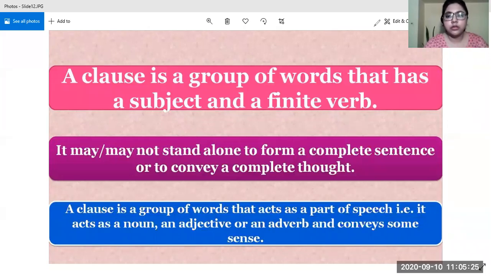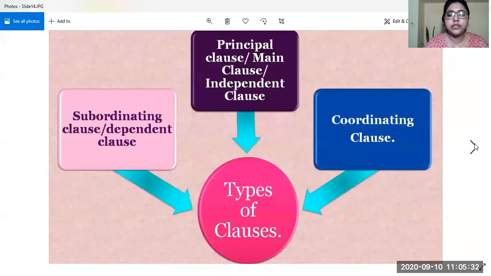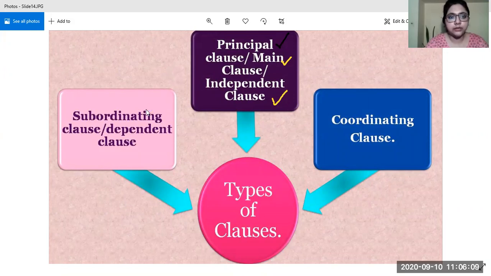Now, let us see the types of clauses. There are three types of clauses actually. Principal clause, which is also known as the main clause. This is also known as independent clause because it is the main clause, so it will be independent by default. Second is subordinating clause. Subordinating clauses are the dependent ones, so they always depend on something or the other. It is also known as dependent clause.